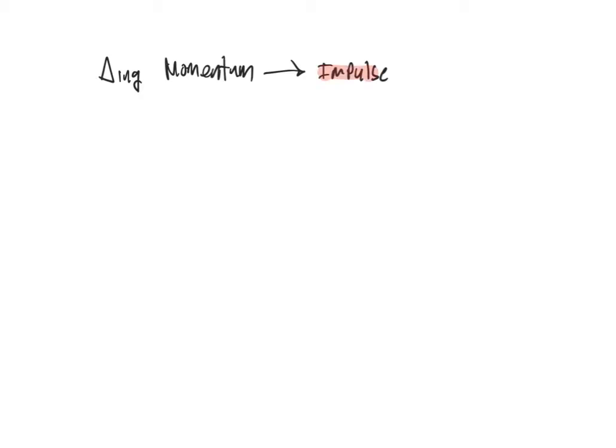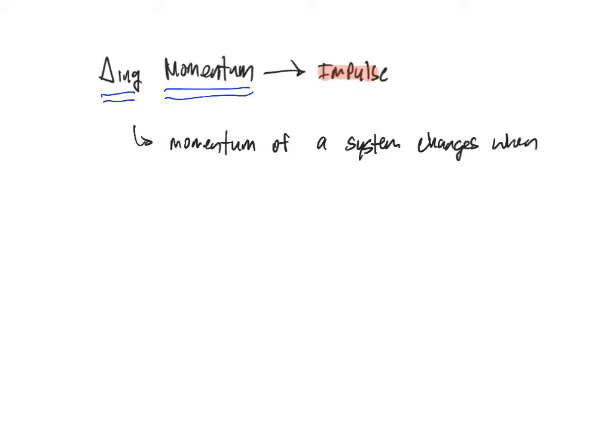I'll remind you of something I said in our previous video, which was that momentum is conserved unless there's an outside force acting on the system of particles. So the short answer to how you change momentum is by an outside force. Momentum of a system changes when an outside force acts. Inside forces internal to the system will not change the momentum of the system, but external or outside forces can change the momentum of a system.